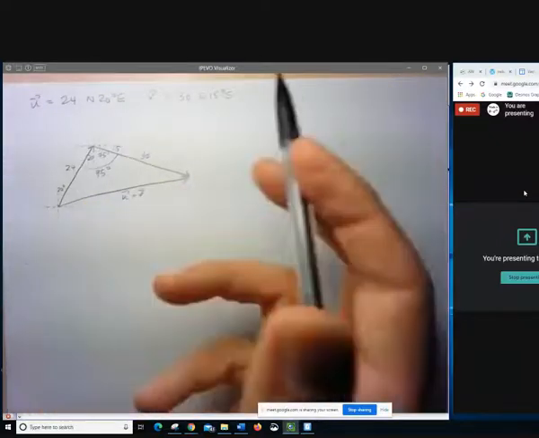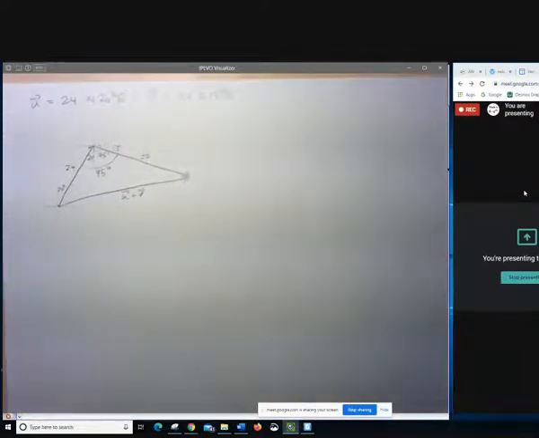Okay. And now what am I going to use? Hopefully we're seeing a pattern here. Which of my trig equations is going to be useful for me? Cosine law. There you go. And this is where we're going to use cosine law.